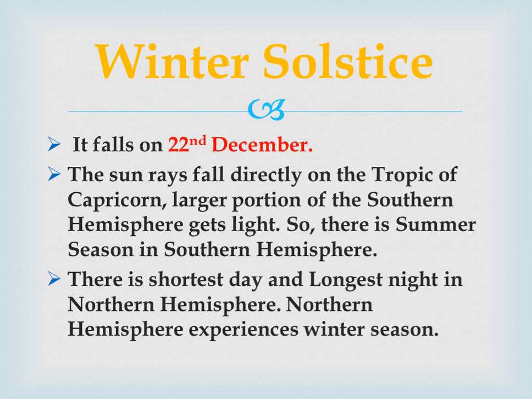There is the shortest day and longest night in the northern hemisphere. During this position, the northern hemisphere experiences winter season. So this is all about winter solstice. And in the same way, we can differentiate summer and winter solstice. When do they fall? At this position, where the direct rays of the sun fall, the shortest day and the longest night. We can take all these things for differentiation between summer solstice and winter solstice.